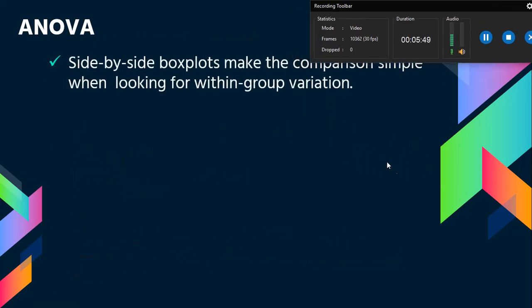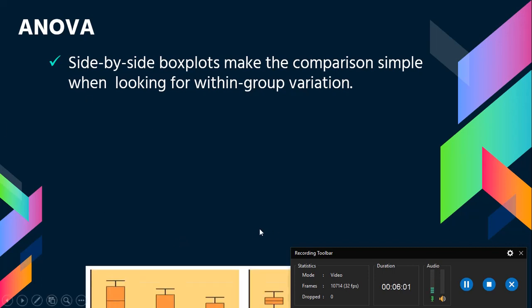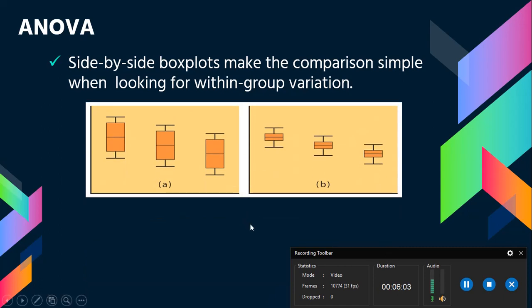One of the options for comparing your data is side-by-side box plots. This will allow you to look for data or errors that are between the groups and then within the groups themselves. This is one that I took from our book. So in A, if you look at each of these models, they do seem to have a lot of overlap, and the medians don't really seem that different, although they're close.